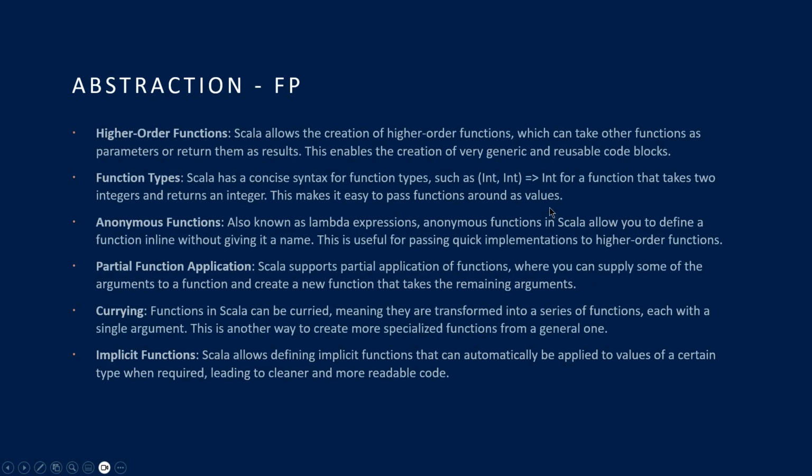Also, we've got access to functional programming, so we can abstract things through higher order functions, which take other functions as parameters and return them as results. This enables the creation of very generic and reusable code blocks. Also, just the functions we've looked at already, the basic functions, are ways of abstraction. But I'm talking here about things that specifically turn up when you talk about a functional programming language. So we've got function types.